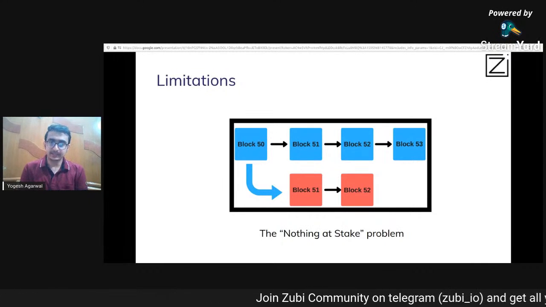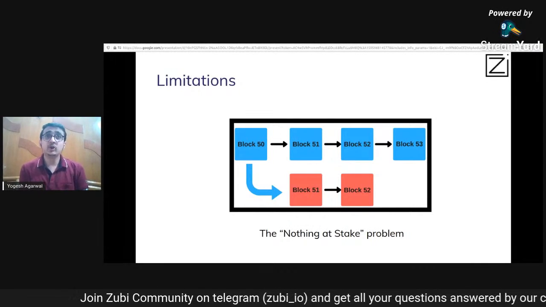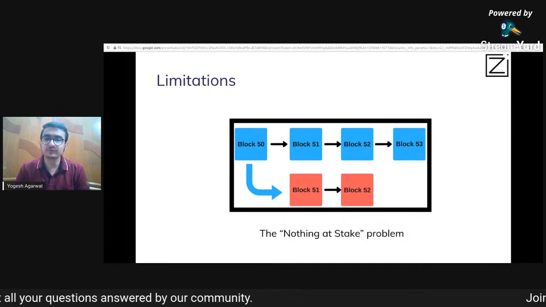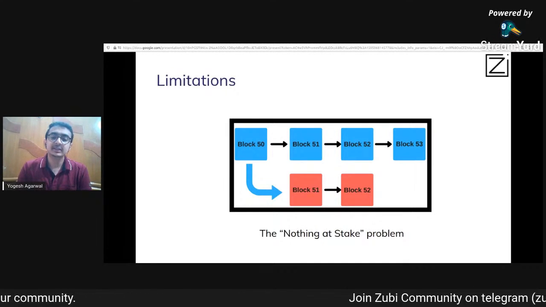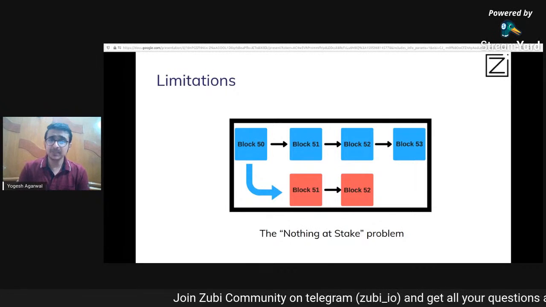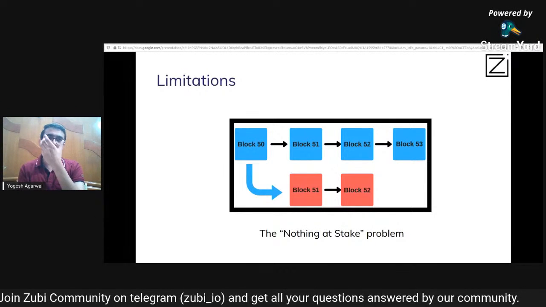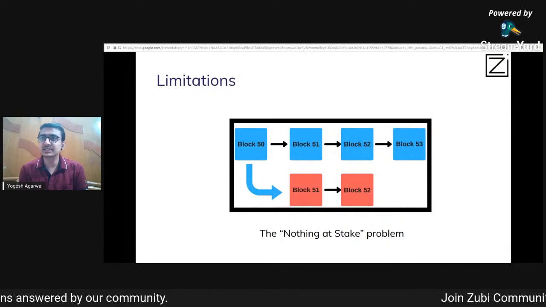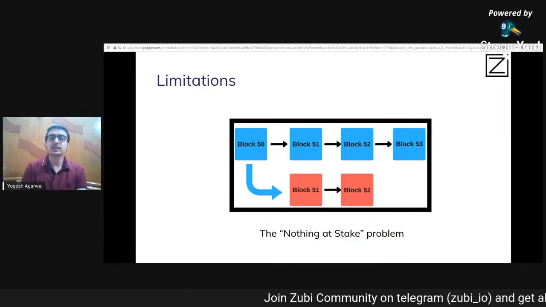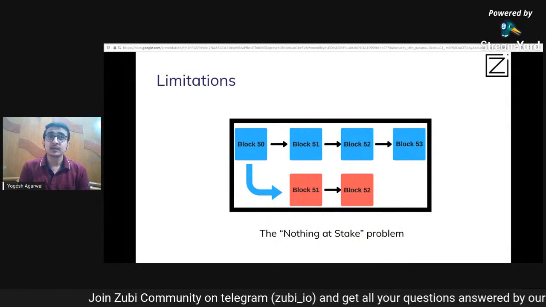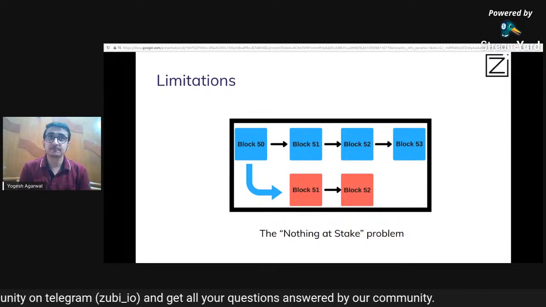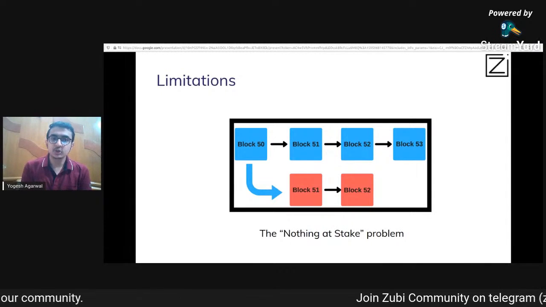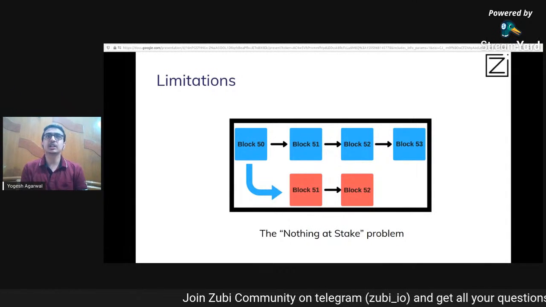Suppose you are a validator, so you can just bet on both chains. You can say that after block 53, block 54 in the blue chain is valid, and in the red chain the next block is also valid. Because the approach you are following is that you bet on every possible outcome, and even if any one of them is correct, it's a win-win situation for you, right? So there is no loss to a validator if they validate malicious blocks. That is one problem: the validators don't have anything at stake. That is one limitation of the original proof of stake mechanism.